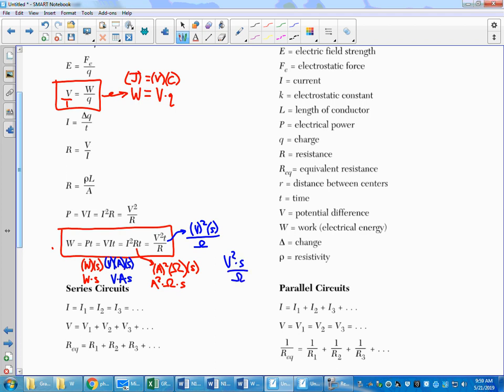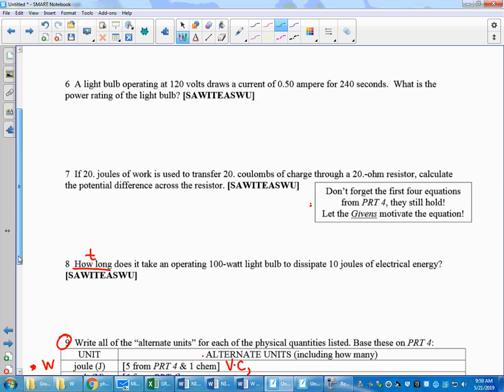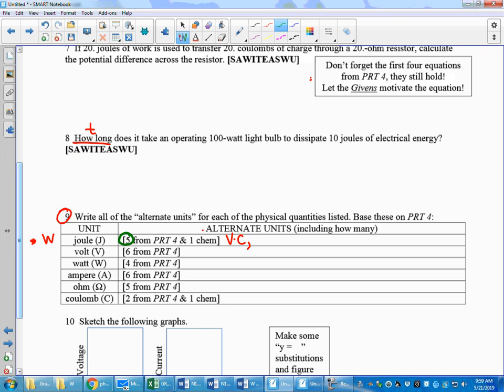So notice that there are 1, 2, 3, 4, 5 different units that are equivalent to the joule. And that's how you actually go about doing these. Just manipulate the equations and get them so that they're equal to what you're looking for. So those would be the 5 from PRT4. And of course, the chem unit for work, which hopefully you remember, is the electron volt. So it's the same process with these. Just rearrange the equations, see what they're equivalent to.